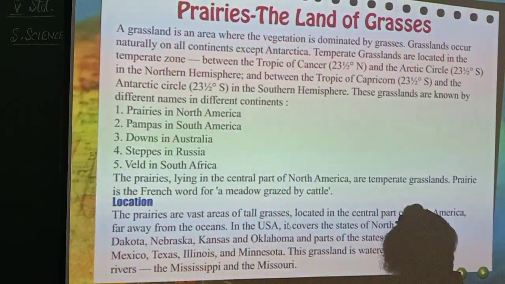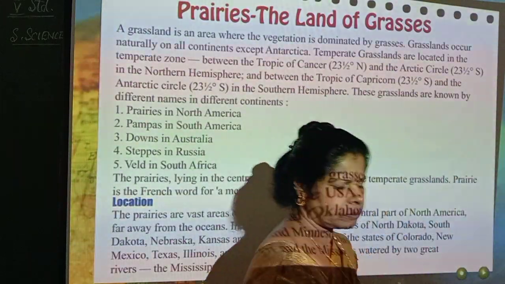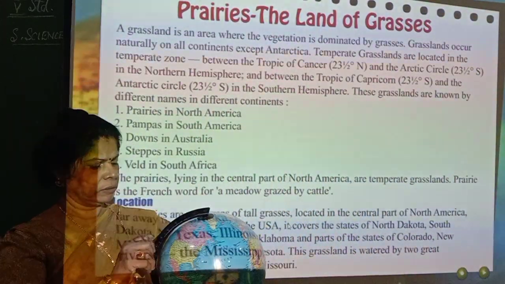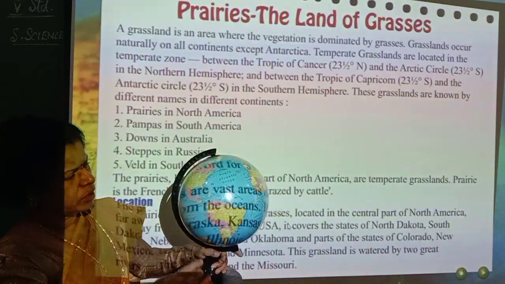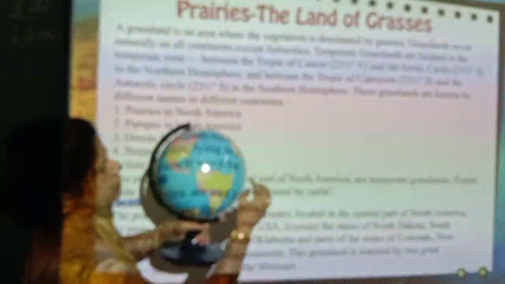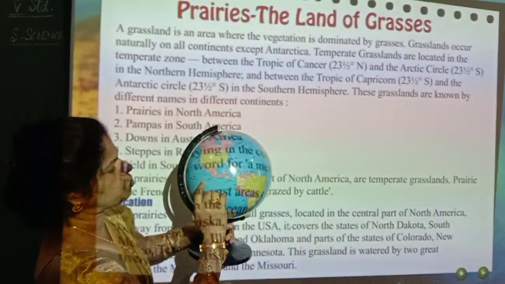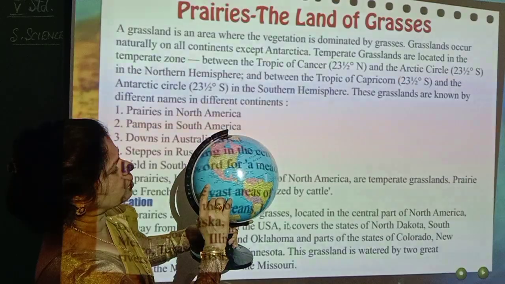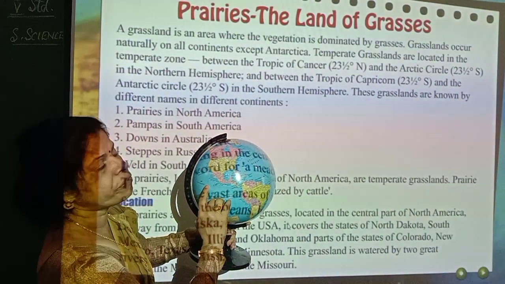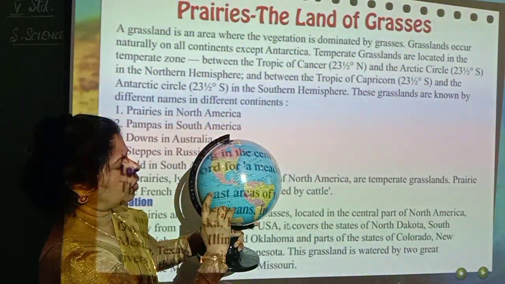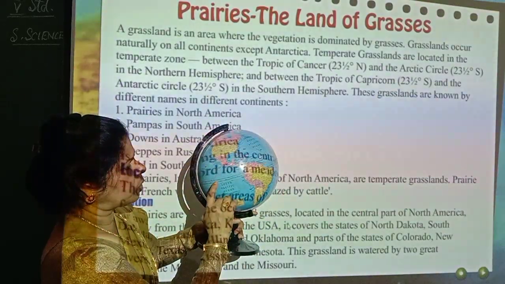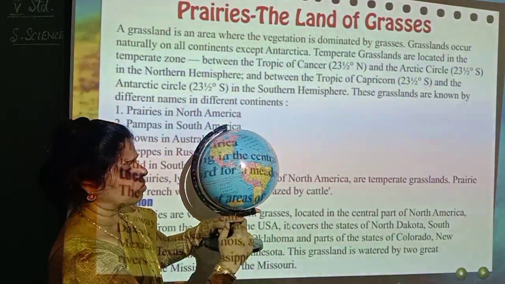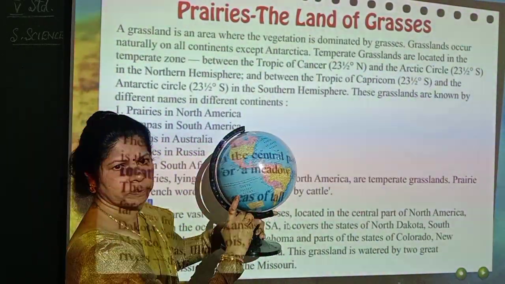See children, now you can see here, this is a globe, you know. So the center part is called the equator. Just above this, 23.5 degree north, is the Tropic of Cancer. On the north it is Tropic of Cancer. 23.5 degrees south means downwards, it is Tropic of Capricorn.